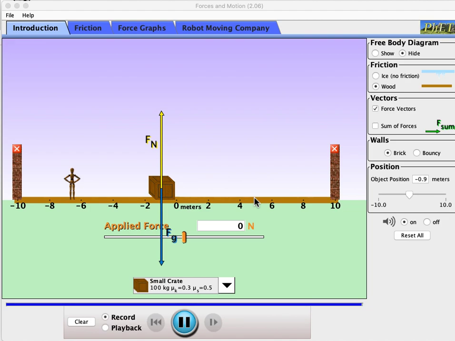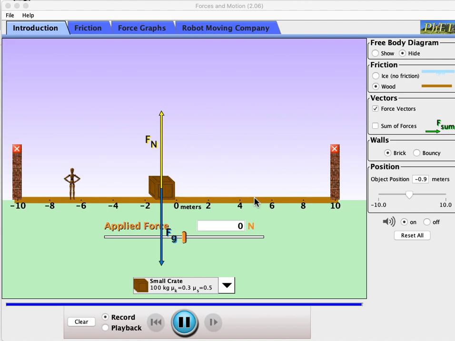Remember a little while ago, we found that all objects, because they're on the surface of the Earth, have gravity always pointing down. And that's what you see in this picture. You see that Fg, the weight of the object, points downwards. That's going to be the blue arrow. But now there's a new arrow, and this arrow is the force of the floor pushing upwards on the crate.